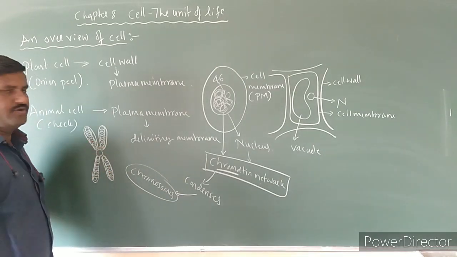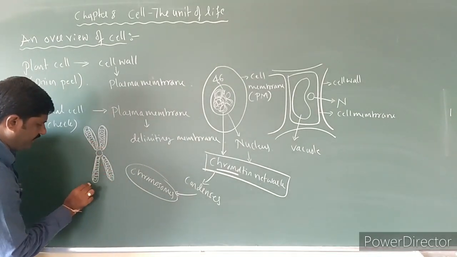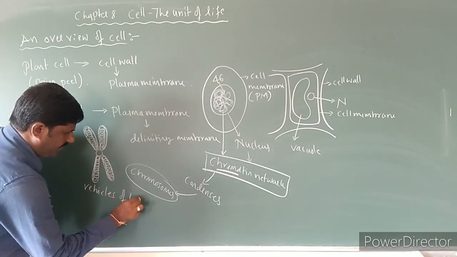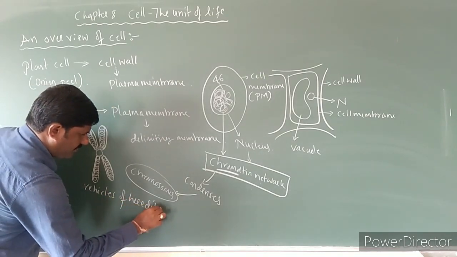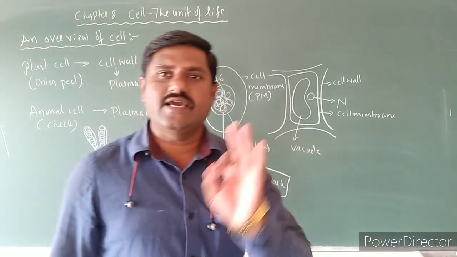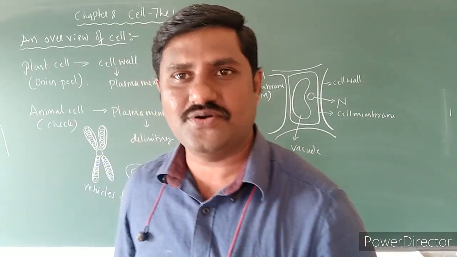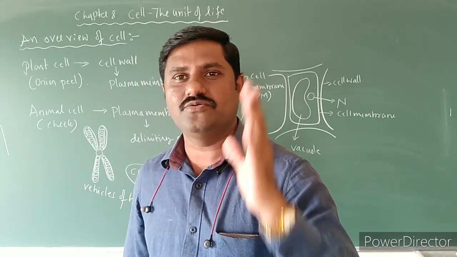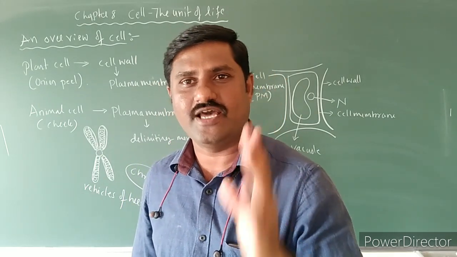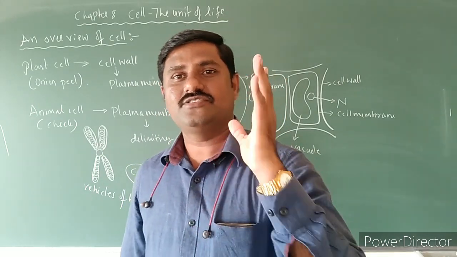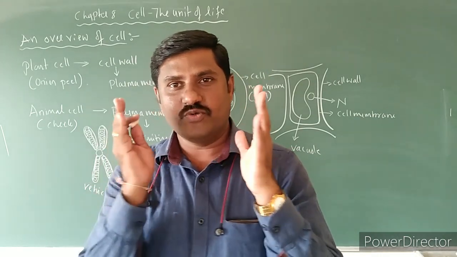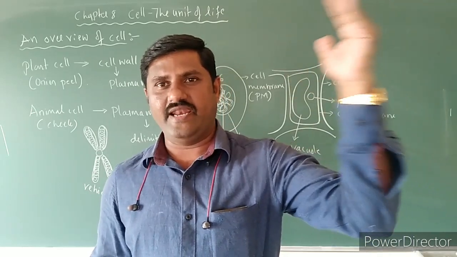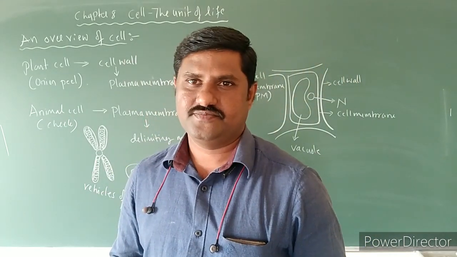This is a chromosome. These are called vehicles of heredity. What are these called? Vehicles of heredity. Why are they called so? Because these are minute thread-like structures which help in carrying the genetical information from one generation to another generation. That is nothing but from parents to offsprings, right?